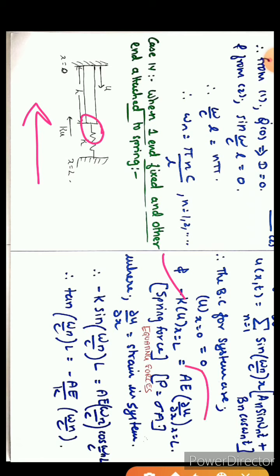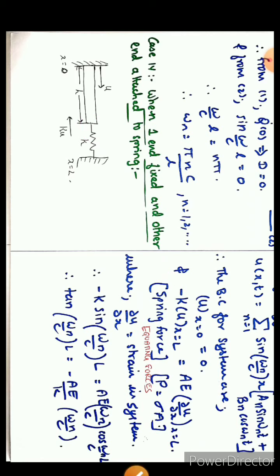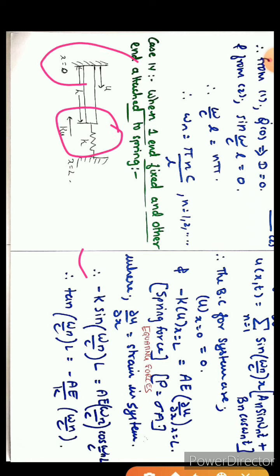Another force that will be generated is the stress force, that is AE into del u by del x, as I said, from Hooke's law. Both forces are equated here, by considering equilibrium of forces. So the spring force equals the force generated due to stress in the system. Now we need to find del u by del x at x equal to L. We have found del u by del x because one end is free. If one end is free, then moment will be generated, as I have told you. This end is fixed, so no moment will be generated.